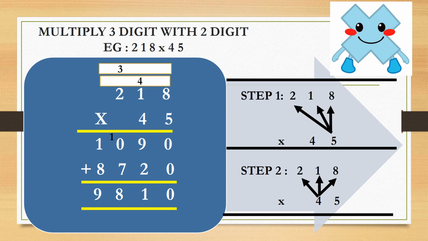Now you add both the numbers 1090 and 8720. So 0 plus 0 gives 0, 9 plus 2 gives 11. So 1 carry over and 1 you bring down. 7 plus 1 is 8 and 8 plus 1 is 9. So the answer that you get, or the product, is 9810.